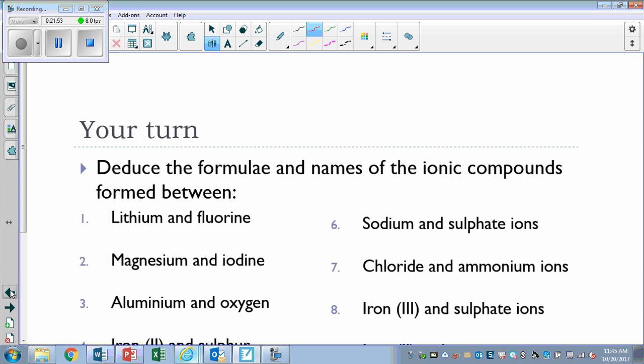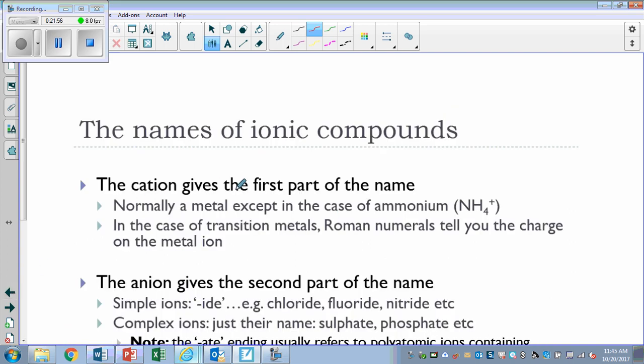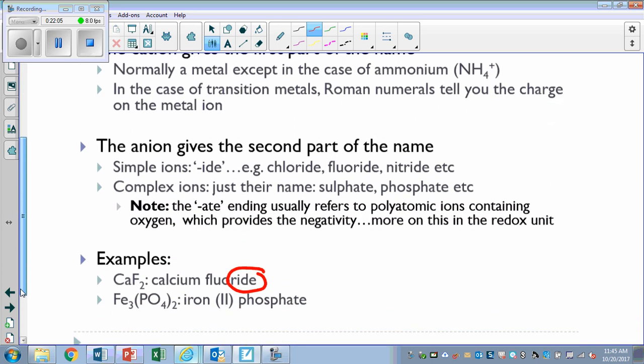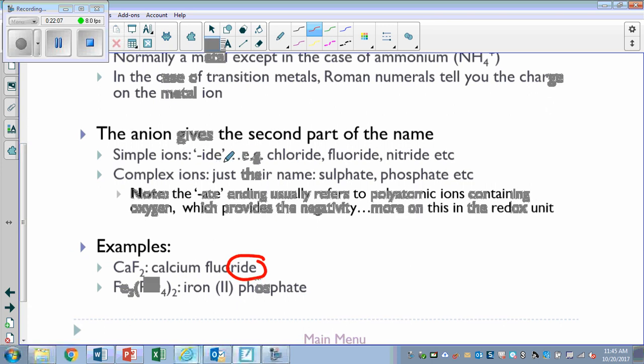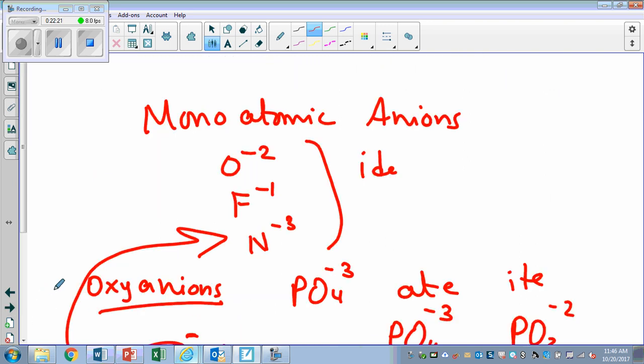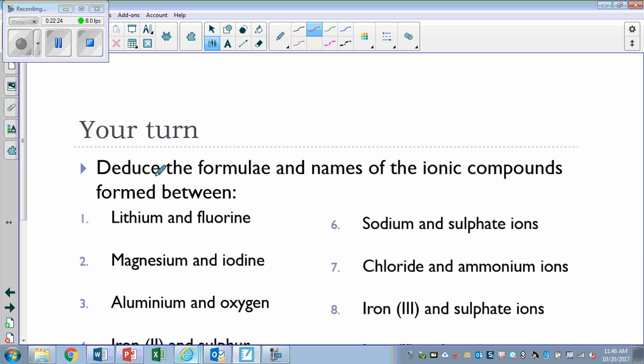But what you basically need to know is that the cation gives the first part of the name. So first of all, you have to write the positive ion and then you write the negative ion. The anion gives the second part of the name. So it ends with "ide," chloride, fluoride, bromide, nitride, or complex ions, your polyatomic ions. So this is calcium fluoride, this is iron 2 because iron is a transition metal. This 2 is coming from iron, so iron 2 phosphate. So you need to do some practice, so you need to deduce the formulas and names of ionic compounds.